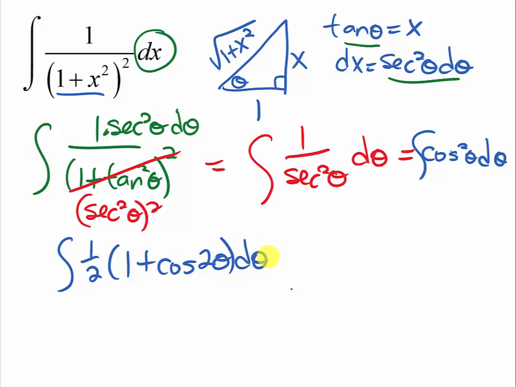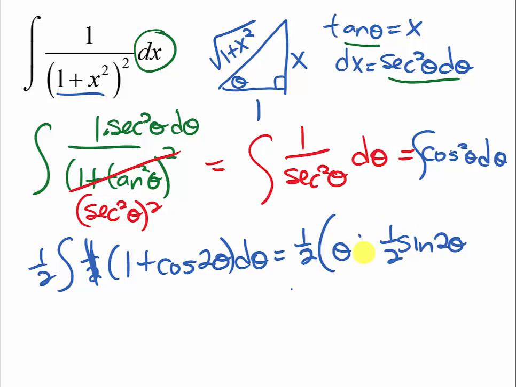Okay, so now I have it down to something that I can integrate, and if I want, I can move that half out of the way, put it out in front. So that's going to be 1/2. Integrate 1 is going to be theta. Integrate cosine 2 theta, well that's going to be sine 2 theta, but we need to have a 1/2 on there because the chain rule would have generated a 2. Okay, and now we've got that plus a constant.